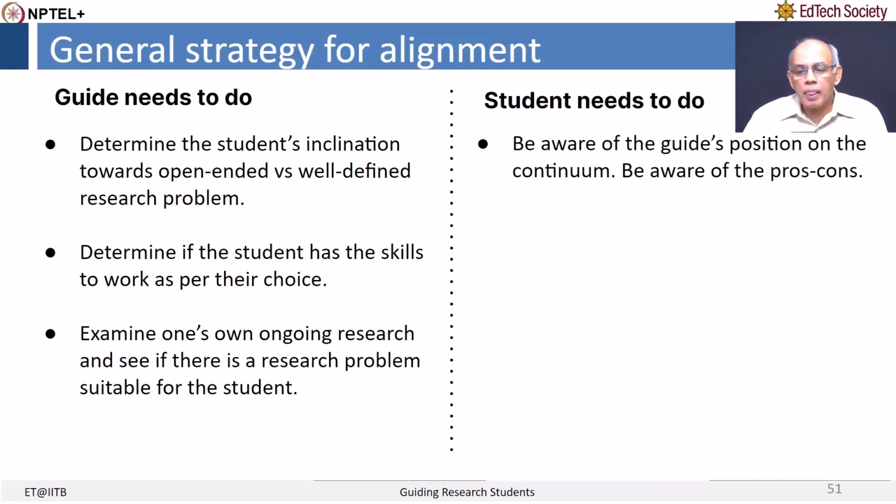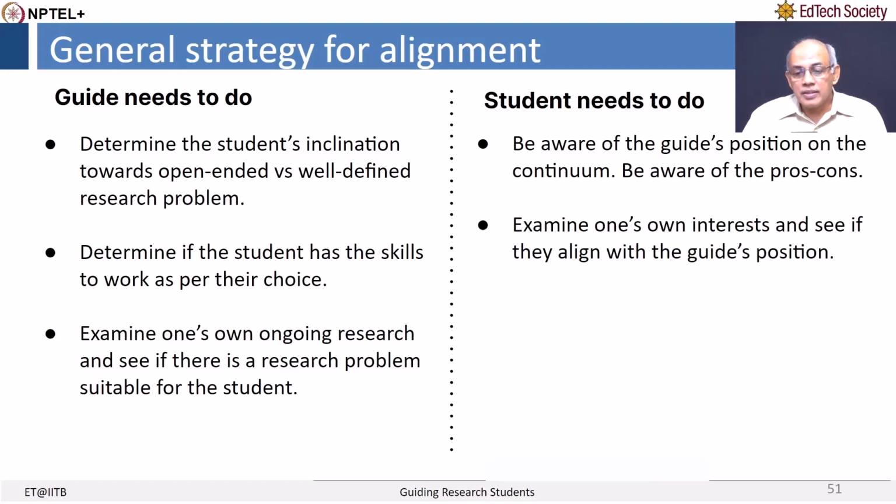In a similar way, the student has to be aware of the guide's position on the continuum, okay, and has to be aware of the pros and cons of that position. Many times students sign up without any awareness of the existence of such a continuum. Then the student needs to examine one's own interests and see if they are aligned with the guide's position in some way, or whether they can talk to the guide and negotiate, because as I said in the beginning, the position is not a fixed position. So a guide might take a different position for different students. That is where the negotiation has to happen, to say, okay, this is what I want to do, and whether the guide is willing to align and whether the student is willing to align. So these are the questions that have to be discussed at this point.